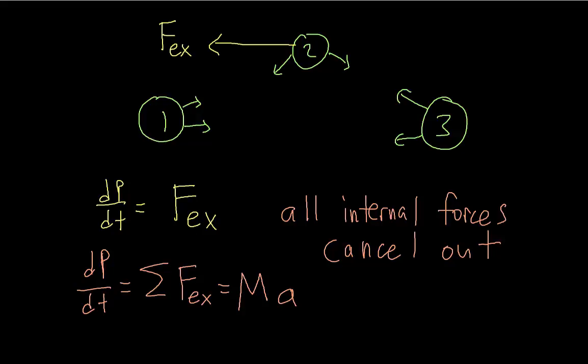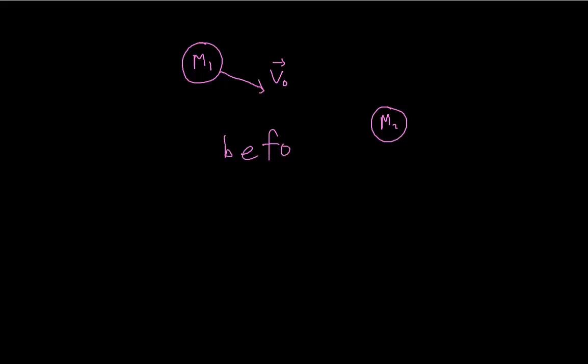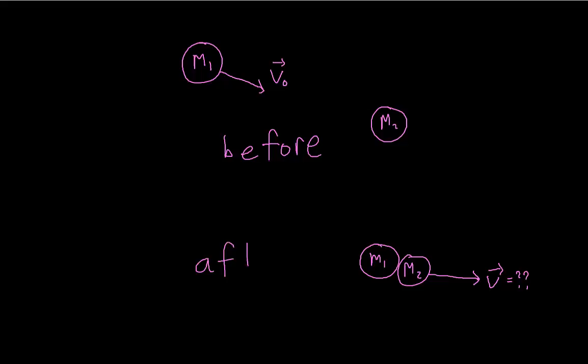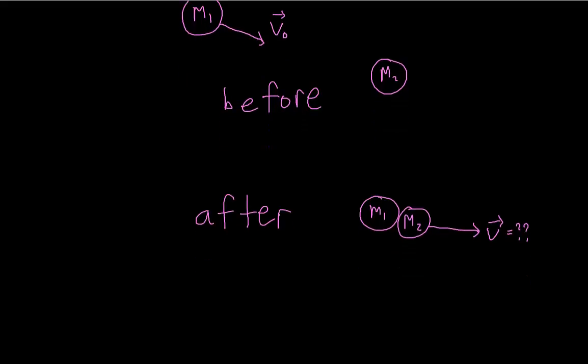So let's look at one example of a collision, which is just when two objects bump together. Object 1 and Object 2. Object 2 is at rest, and then Object 1 is moving towards it at some velocity v0. And then they bump together, and they stick during the collision and move with the same velocity, which is what we want to find. So this type of collision, when the objects stick together, is called a perfectly inelastic collision.